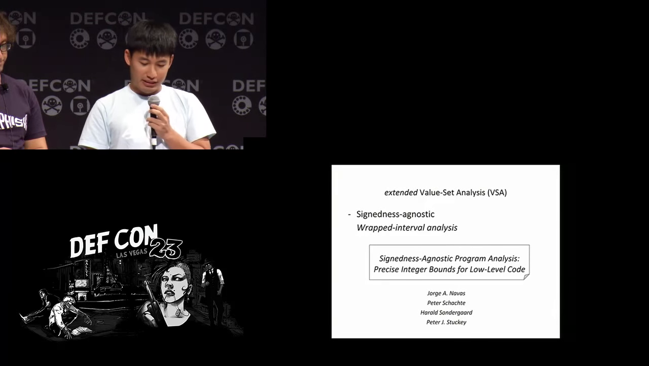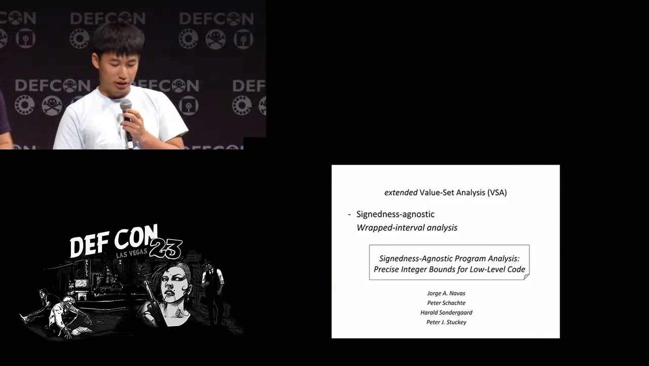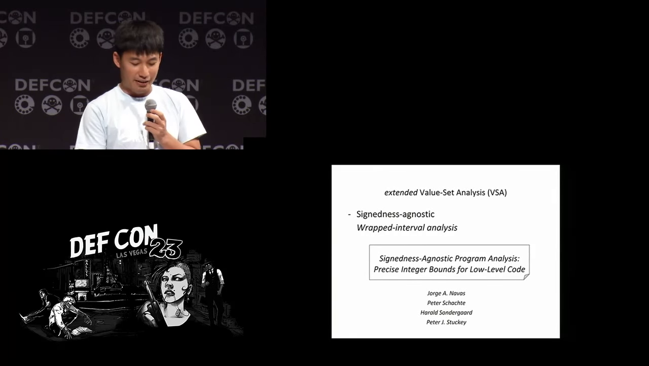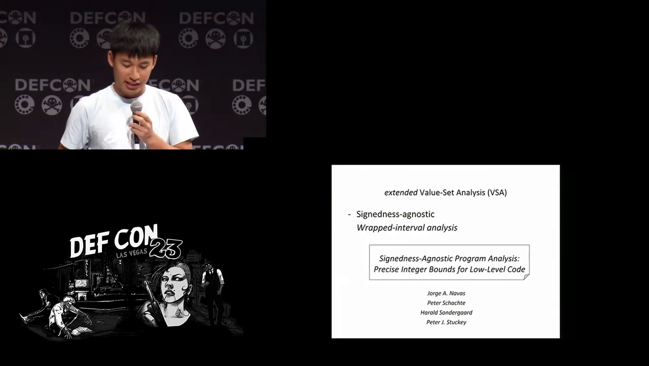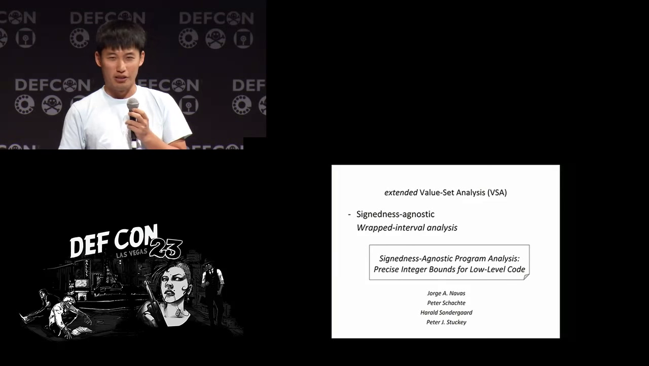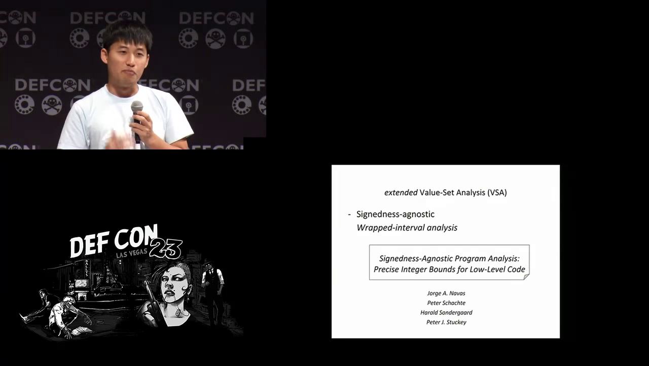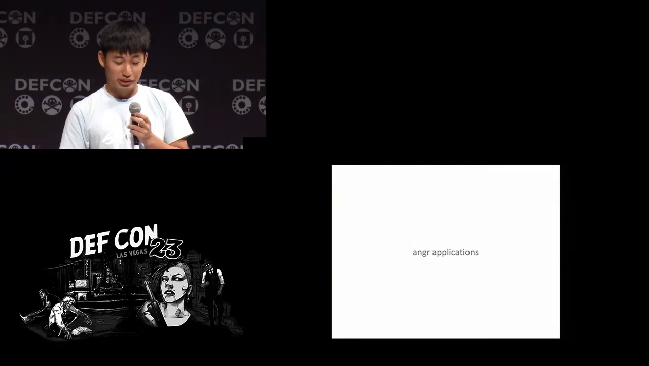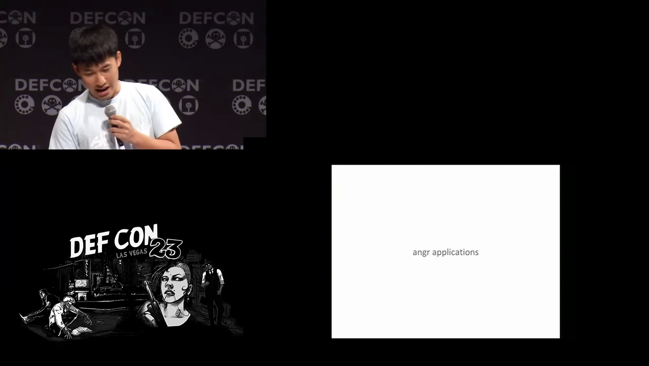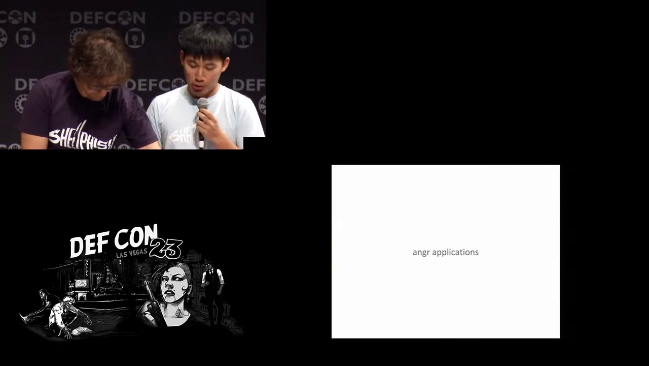Our next improvement is we made our VSA signedness agnostic. That is, we included another analysis called wrapped interval analysis. The credit goes to George A. Neves, who has the signedness agnostic paper on program analysis that was published in 2012 at a programming analysis conference. And with that, the precision of our analysis of binary code is greatly improved. And now I'll give it back to Yang, and we're going to talk about applications and a real demo.